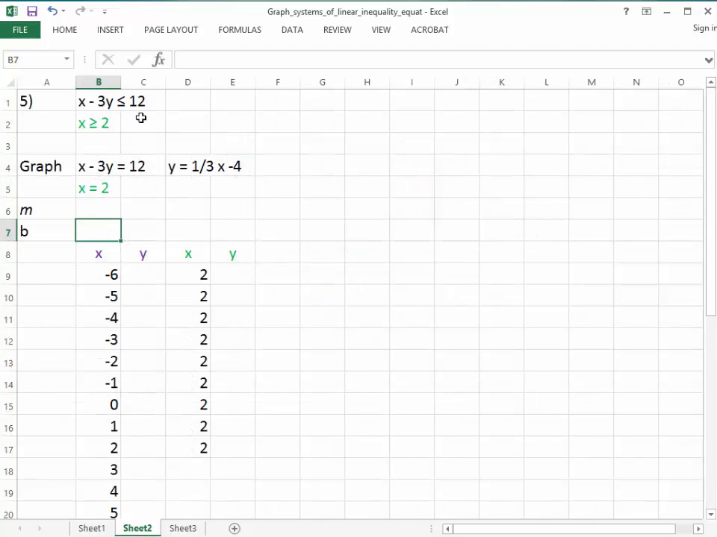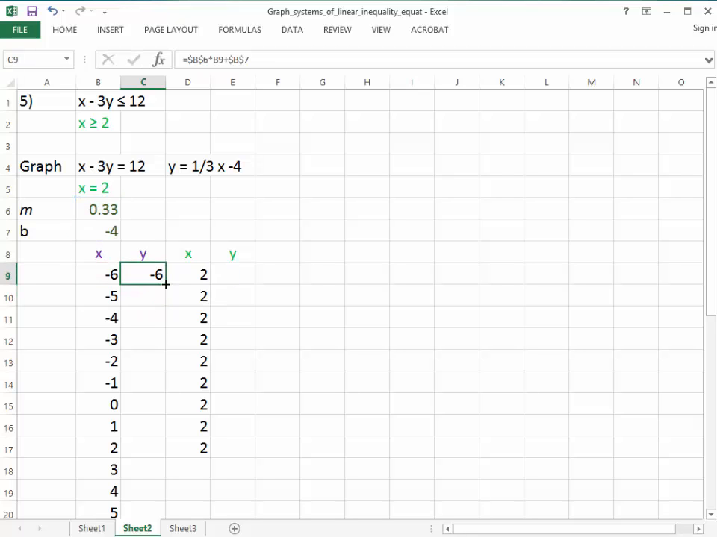We have 3x minus 2y is less than 12. X is greater than or equal to 2. So we're graphing x minus 3y equals 12 in standard form. Y is 1/3 x minus 4. X is equal to 2 is a straight line. That tells us the slope of this line is going to be equal to 1 divided by 3. The y-intercept is going to be -4. And all I'm going to do is, again, write the equation. So I have y equal to 1/3 times the fixed cell with -6, plus the fixed cell with -4.